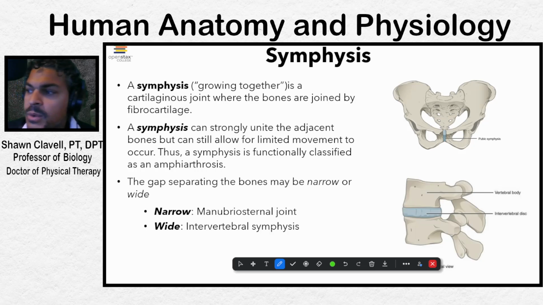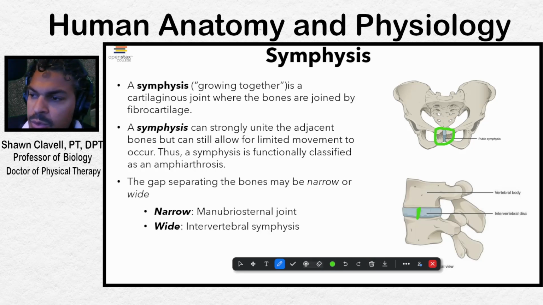In these examples you can have a narrow symphysis or a wide symphysis. A narrow symphysis might be your pubic symphysis or the manubriosternal joint, right here, where there's a small space between them. And a greater space in between might be the intervertebral disc.